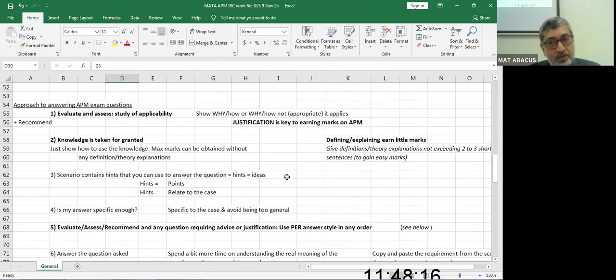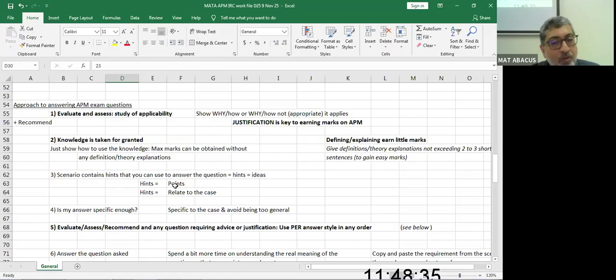2 to 3 sentences, do it, but don't exceed. If you're going to get excited about it, then please don't do it. Then I would rather you just apply your knowledge straight away. Yeah. Then this can only come through practice. Scenarios contain hints that you can use to answer the questions, the hints of the ideas.